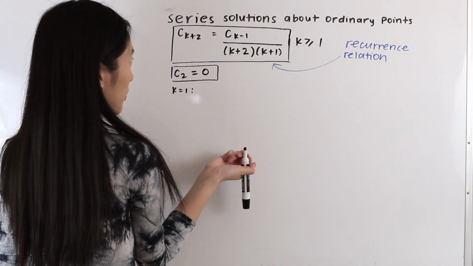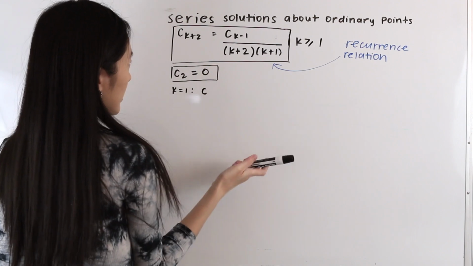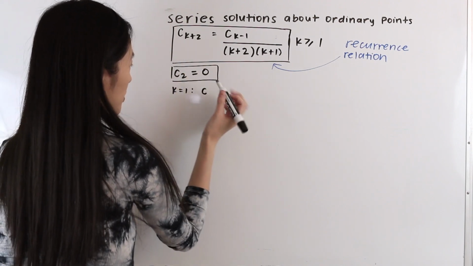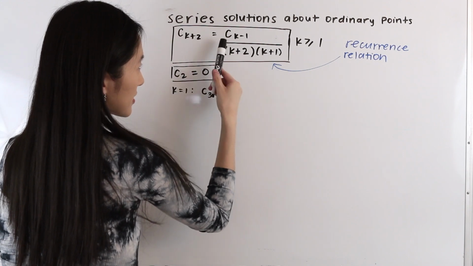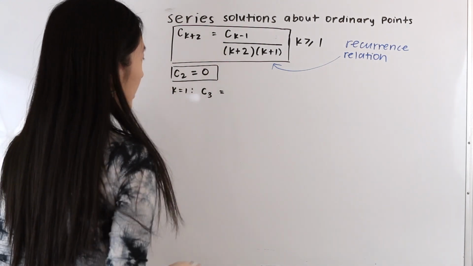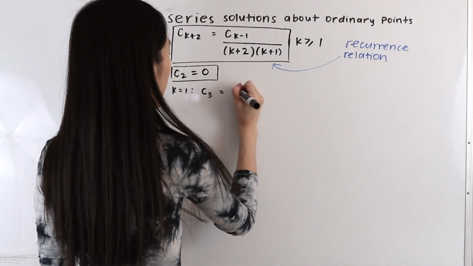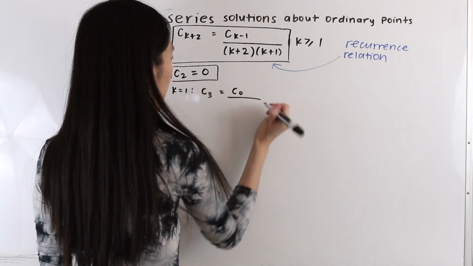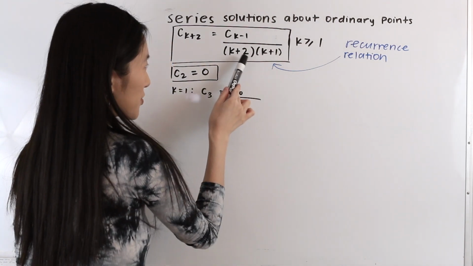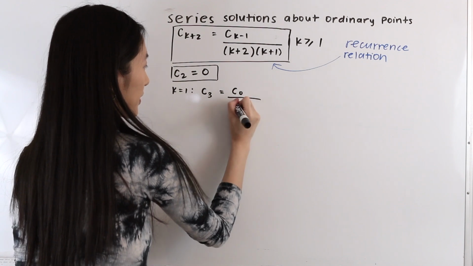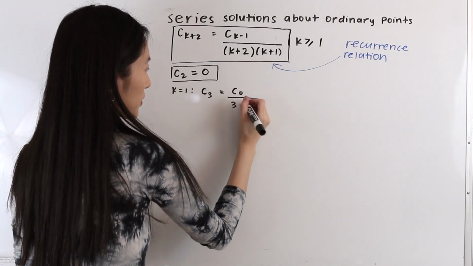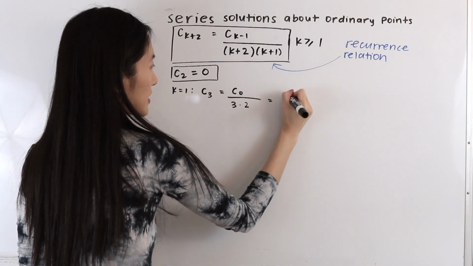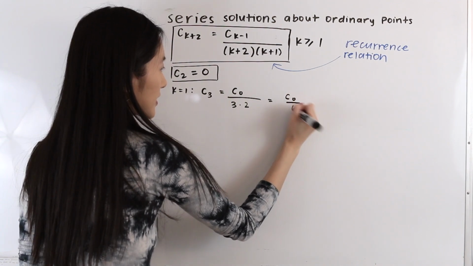So for k equals 1, we have c sub 1 plus 2, which is c3, equal to c sub k minus 1, so k is equal to 1, so we have c naught, over k plus 2, so 1 plus 2 is equal to 3, times 1 plus 1, which is equal to 2, so we have c naught over 6.